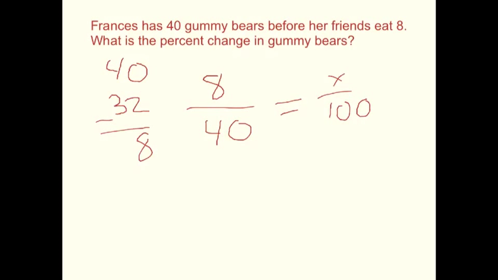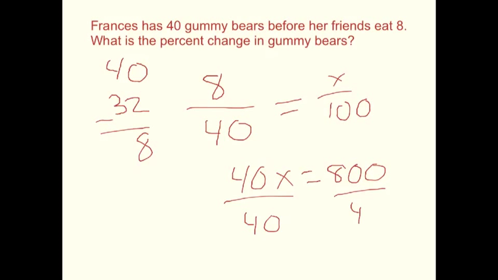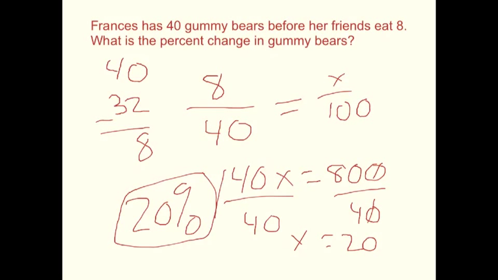And then to find the percent of change, we would cross multiply. Some of us are looking at 8 over 40 going, hey, that reduces to 1/5, and 1/5 is 20%. Good, if you can figure that out, then you don't have to do the multiplication and division. So again, if you do that, you'd get 20, and that means that Frances's amount of change is 20%, and it's a decrease because it went down.